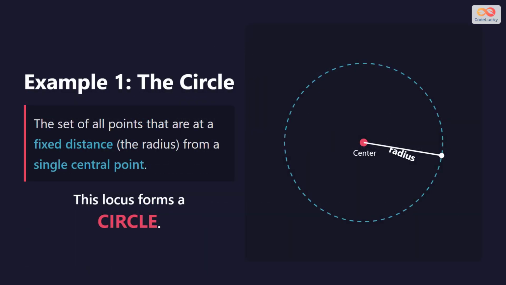Let's start with a classic example. The condition is the set of all points that are a fixed distance away from a single, central point. This distance is called the radius. What shape does this path create? It forms a circle. Every point on the edge of a circle is exactly the same distance from its center.